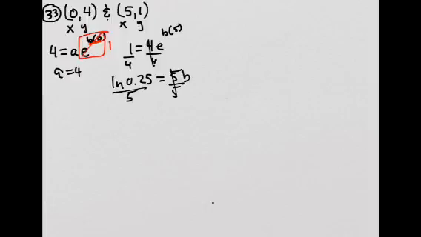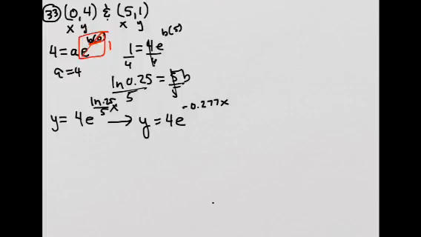So the exact equation would be y equals 4 e to the natural log of 0.25 over 5, times x. Notice when you put in the natural log of 0.25 over 5, you get a negative, and that makes sense because look at what happens here. As you go to the right from (0, 4) to 5, this point goes down. So this is a decay.